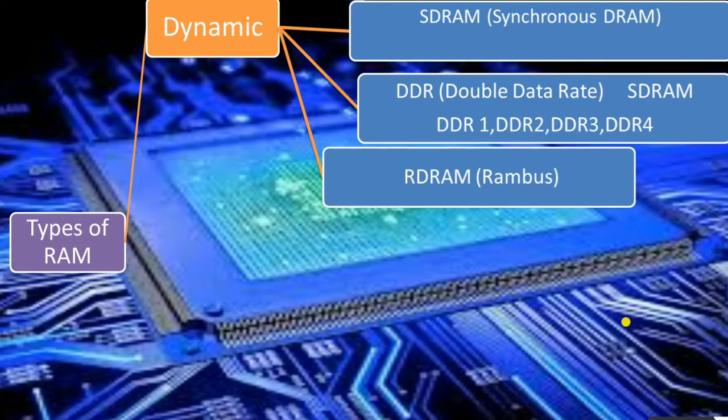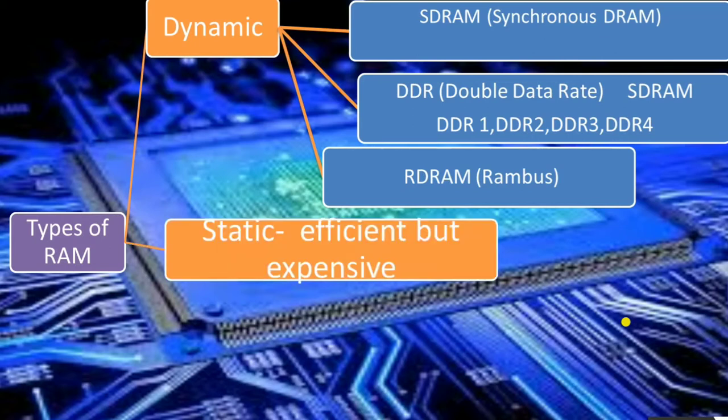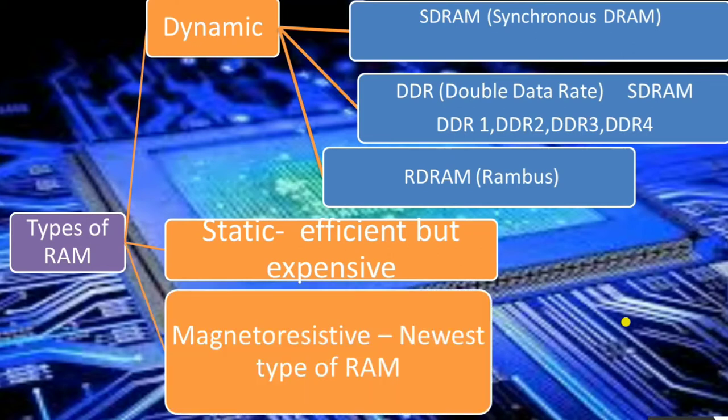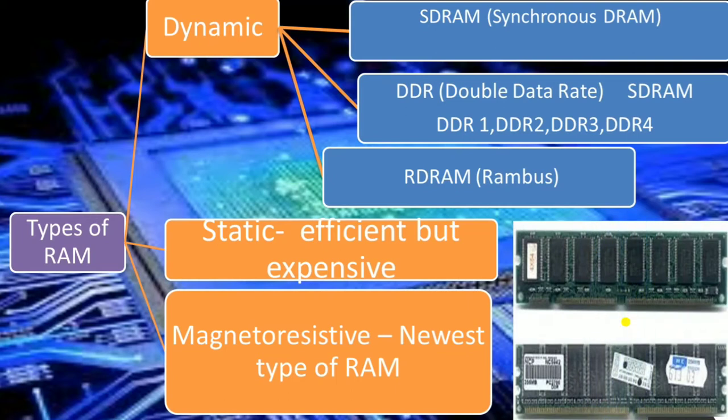Now second type of RAM is static RAM. Static RAM is very efficient, it is faster, but it is expensive, and it is generally used as a cache memory to speed up your computer. And the third type of RAM is magnetoresistive RAM. See, this is the newest type of RAM. It stores data using magnetic charges, and it has greater storage capacity, consumes less electricity, and can retain its content even after the computer is switched off. So this is the newest type, which can retain a little bit of data even after the power supply is off. So now you can see the picture also here of how the RAM looks like.